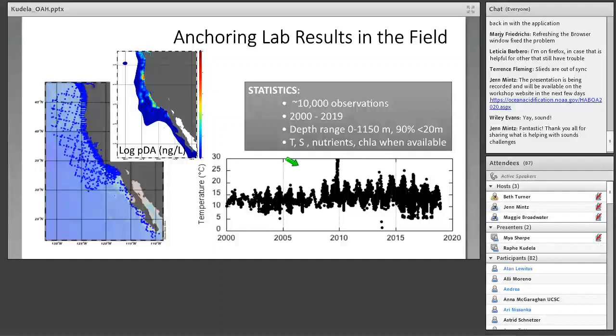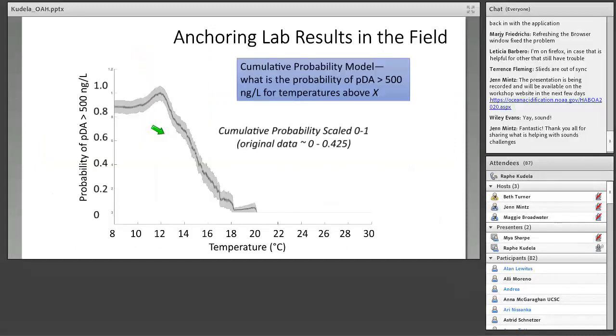And so given these really large data sets, can we actually infer what's going on from the field data and then compare that to the laboratory experiments? Here we combined a fairly large data set of domoic acid concentrations from the west coast of the United States, some basic statistics. We have about 10,000 observations. We have other parameters such as temperature and salinity and nutrients. And we applied that cumulative probability analysis.